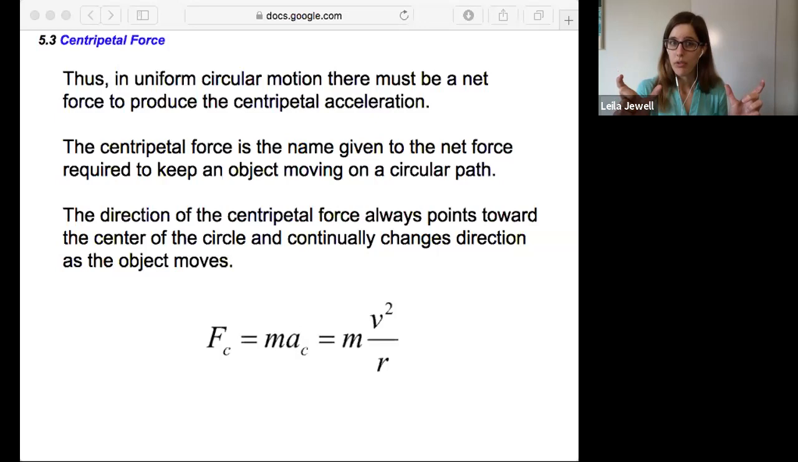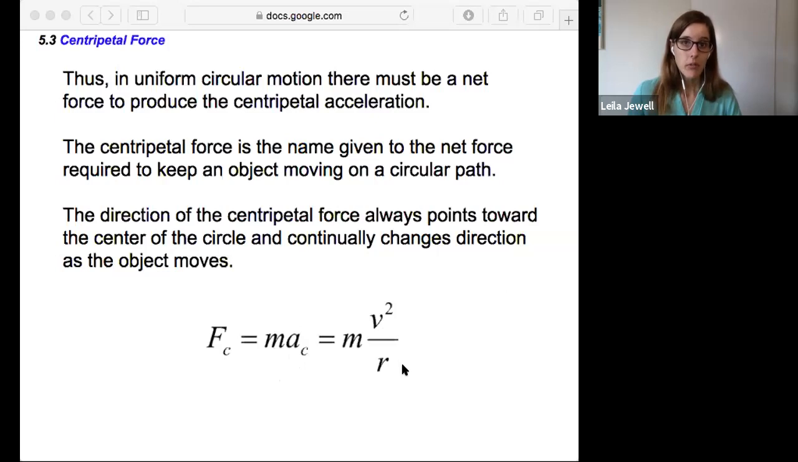This centripetal force is just the name given to the net force that's required to keep an object moving on a circular path. So the centripetal force is not actually a new force. It's not a specific force. It's a general category of individual forces that could be creating the centripetal acceleration. The direction of the centripetal force is always going to point toward the center of the circle in the same direction as the centripetal acceleration, so it will continually change directions as the object moves. And so we call this net force the centripetal force. It's equal to mass times centripetal acceleration, or equal to mv squared over r.